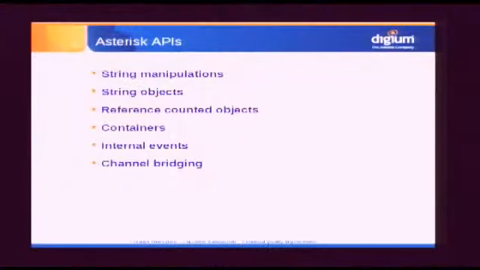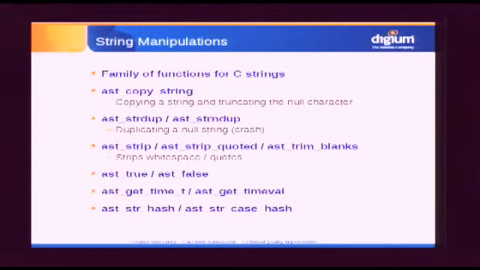So I'll talk about a few different things. String manipulations, and when I say strings in this particular context, I actually mean character pointers, so C strings. String objects, we have a couple different types in Asterisk that are a higher level way of looking at strings. Reference counted objects, containers, and some of the internal APIs in Asterisk for publishing and subscribing to internal events, and channel bridging. And we'll see how much time we have. If we run out of time, we'll cherry pick from that list.